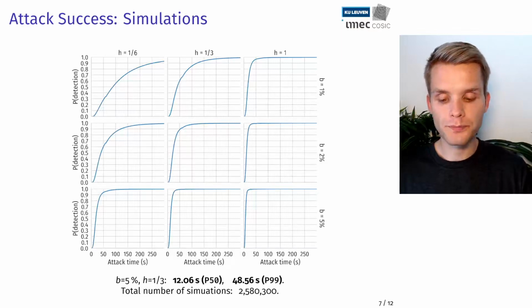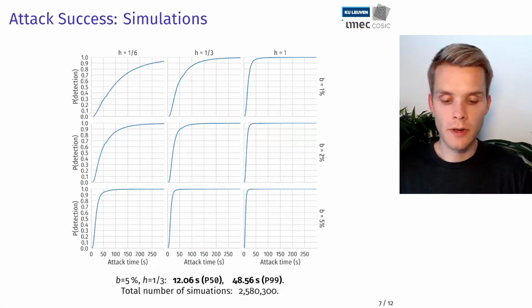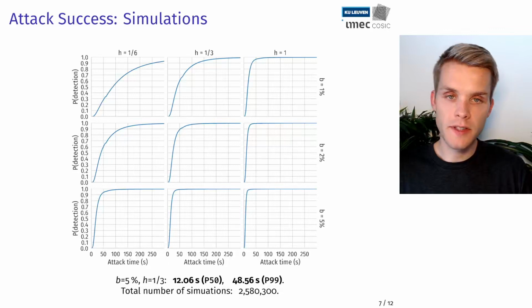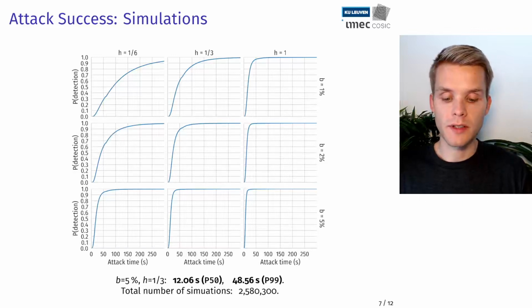And for the adversary that we consider realistic and strongest in the current Tor setting, H = 1/3 and B = 5%, we see that after 12.06 seconds, the adversary has discovered the guards of 50% of the victims, and it takes the adversary less than 50 seconds to discover the guards of 99% of all the victims. The total number of simulations done for this plot is 2.5 million.